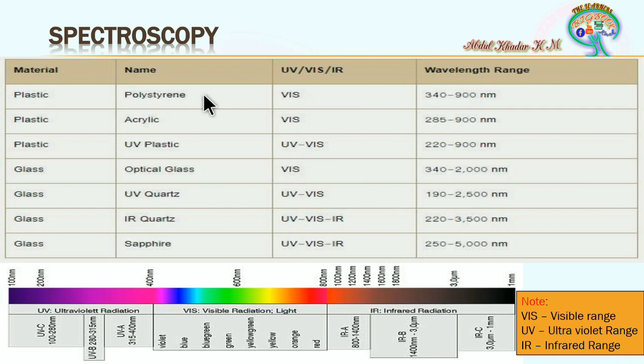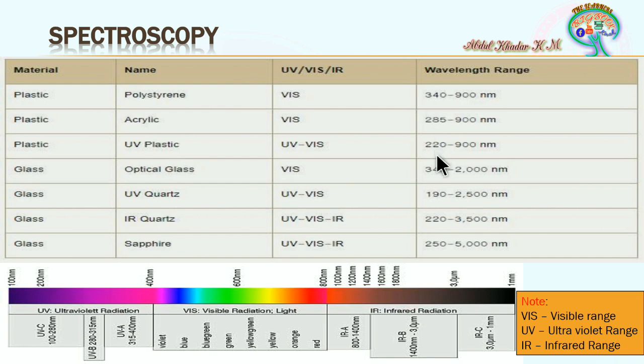If it is polystyrene, it is for visible. If it is acrylic, again it is for the visible range. UV plastic, UV and the visible range. Optical glass for visible range. UV quartz for both UV and visible range. IR quartz is for all three ranges, and sapphire for all three regions. So here the range you can see is from 340 nanometers to 900.